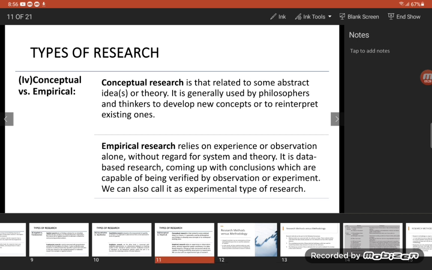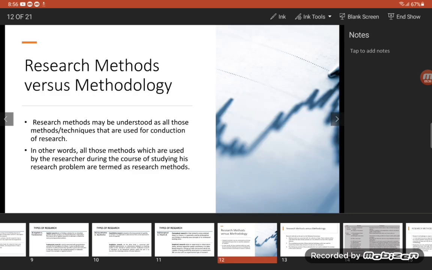What's the difference between research method and methodology? Research methods. Research method may be understood as all those methods, techniques that are used for conduction of research. So it includes all methods used by the researcher during the course of studying or during writing, starting from thinking about the topic or the research problem, ending with the writing of the research paper. So this is research method.